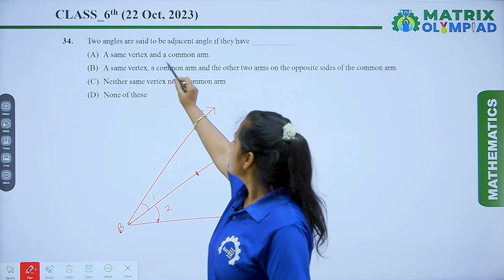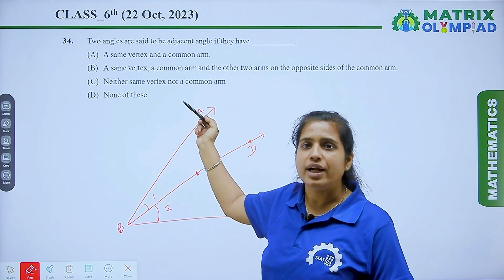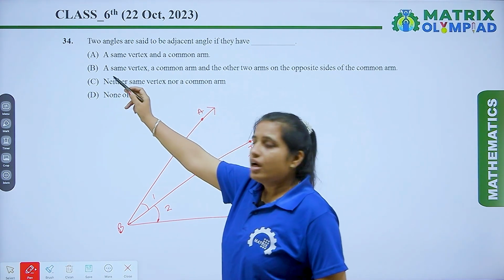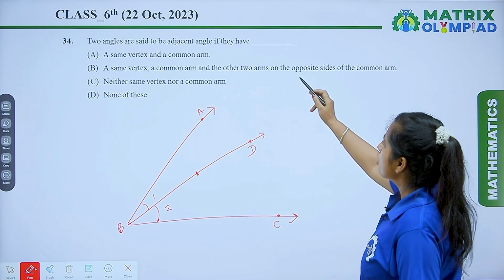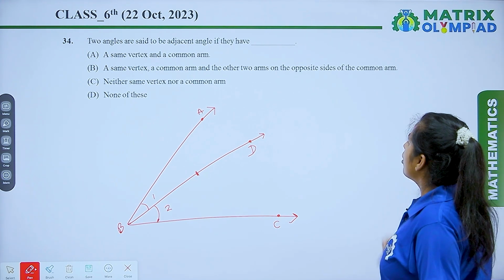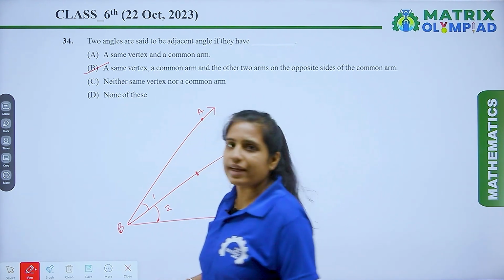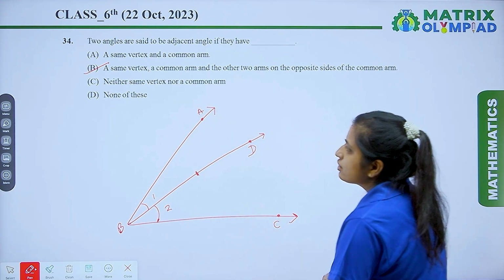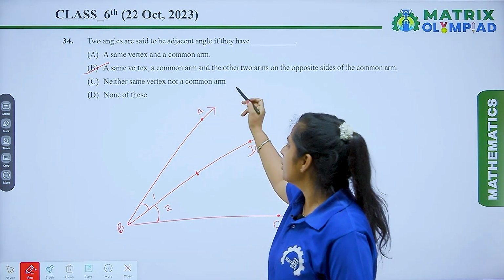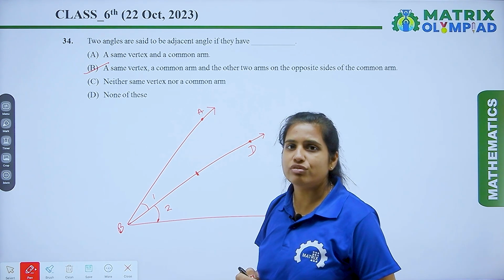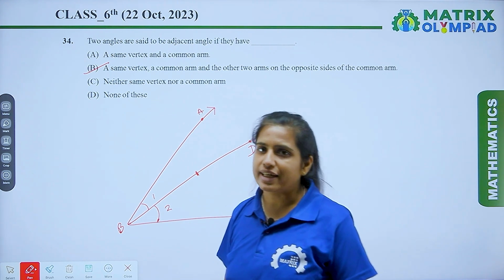Option A is a same vertex and a common arm. Yes, we can say that, but one piece of information is missing here. So we need a same vertex, a common arm, and the other 2 arms on the opposite side of the common arm. So here we will opt option 2 as the correct answer. Now let's check the next 2 options also. Neither same vertex nor common arm, and the last one is none of these. So out of these 4 options, we can say that option B is the correct answer.